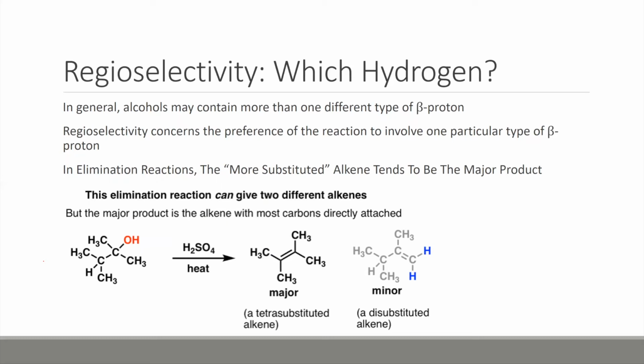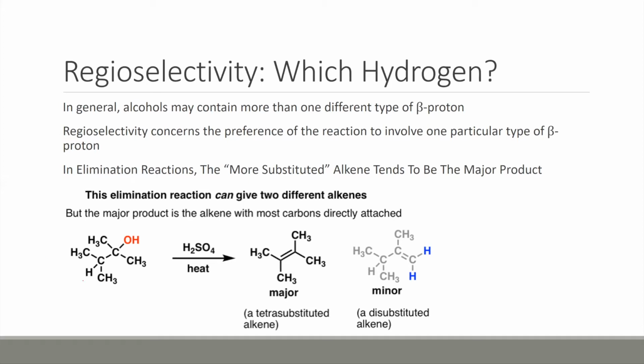Now, when you're looking at the removal of the leaving group and the hydrogen in an elimination reaction, how do we determine which hydrogen will be removed? We talk about regioselectivity, which is what concerns the preference of a reaction, in this case, involving one particular proton, one particular hydrogen. The rule for elimination reactions is that the more substituted alkene tends to be the major product.